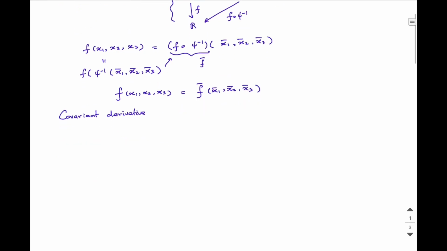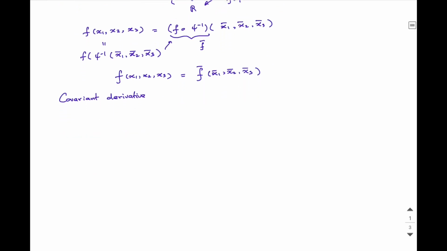But in the context of the scalar function f, let's compute the covariant derivative of f at the point x bar. So let me say the covariant derivative of f bar at the point x bar along a direction h.